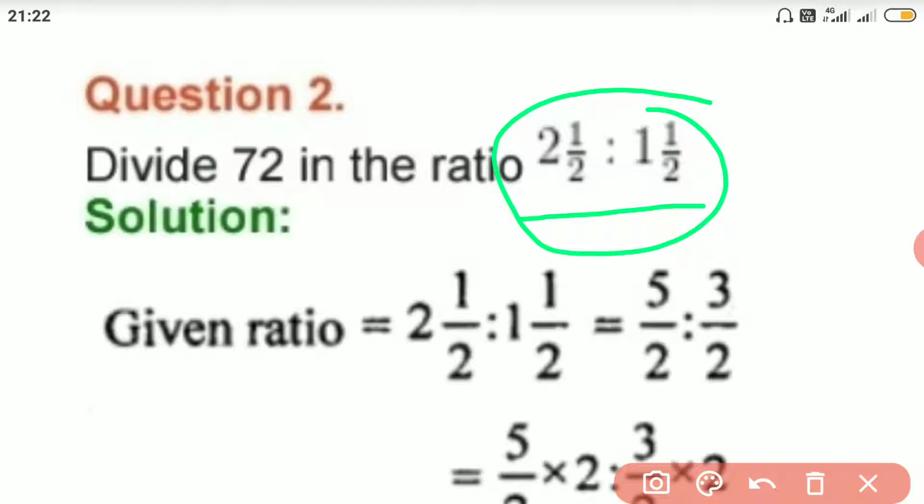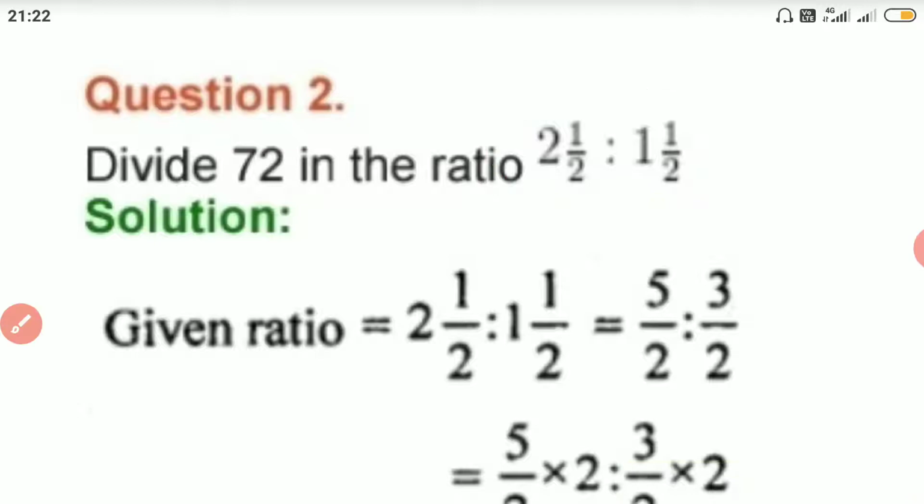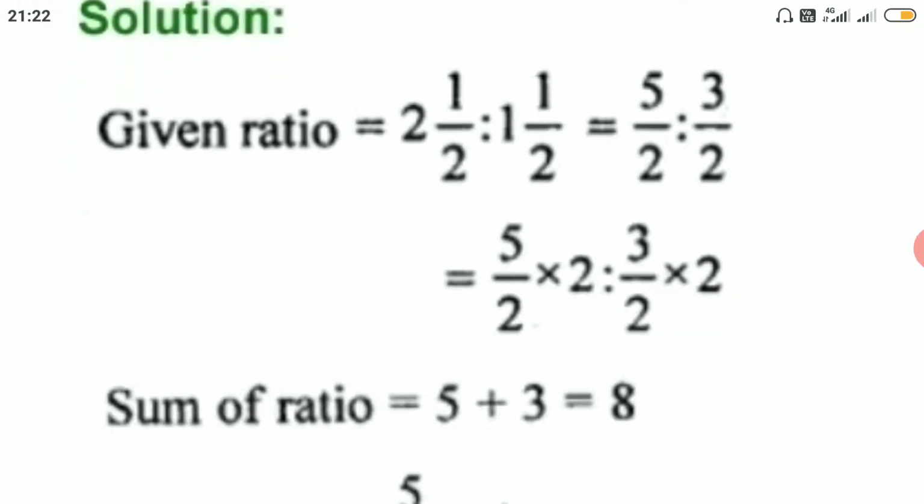My first step was to convert it into an improper fraction. 2 into 2 plus 1 is 5 here. So after conversion, 5 upon 2 is to 2 into 1 is 2, plus 1 is 3 upon 2, right? We are getting this ratio. Now you know the steps to change it into the simplest form ratio.